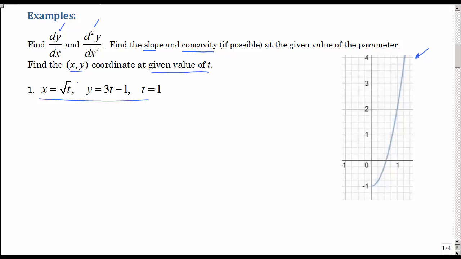So we want to find, first of all, the x and y coordinate at a given value of t. Well, how do we do that? Really easy. We're going to plug in 1. So we have x is the square root of 1, and we have y equals 3 times 1 minus 1, which is 2. So we have the ordered pair (1, 2).